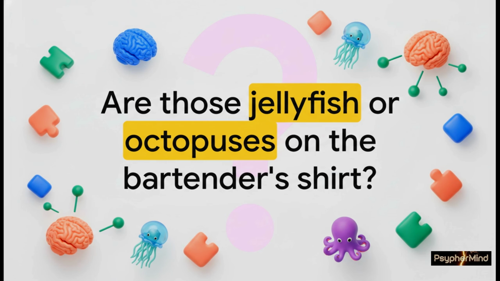The technique is called finding a shared mystery. Instead of trying to pull a topic out of thin air, just use your environment. For example, if you're at a bar, you could lean over to the person next to you and ask, okay, I can't figure it out. Are those jellyfish or octopuses on the bartender's shirt? And instantly, you're not two strangers anymore. You're two detectives on a fun, low-stakes mission. You've created a playful wager.